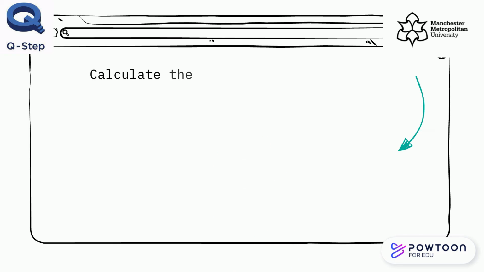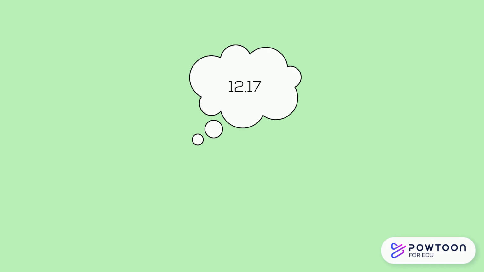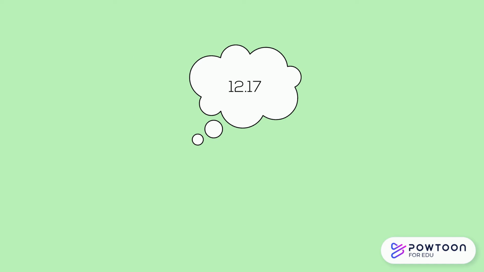Here, the question is asking you to calculate the mean from the data below. So in order to calculate the mean, remember, we add all our values together and then we divide by how many values there are. If you calculated 12.17 for the mean question and 17 for the range question, then congratulations, this is correct.